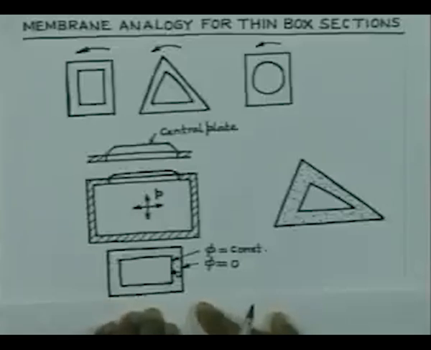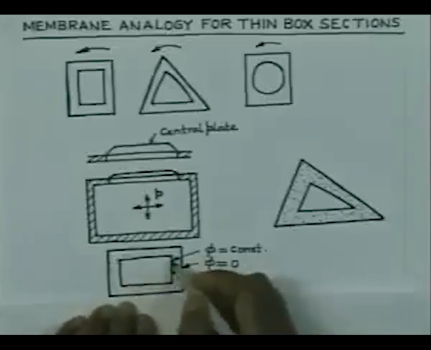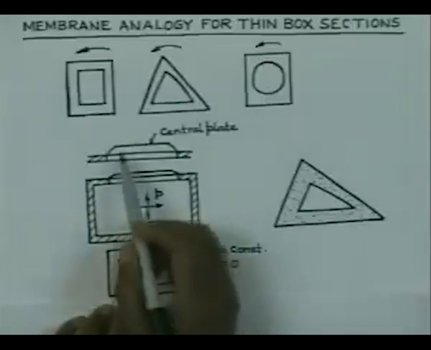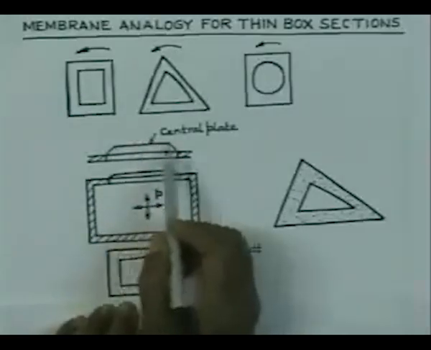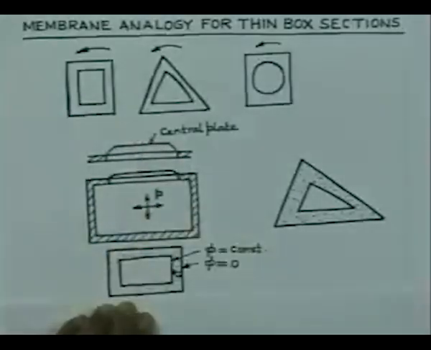So, I repeat, to ensure the shear stress to be 0 perpendicular to this boundary, the membrane deflection has got to be constant, and therefore, we must ensure that the central portion is going to have constant deflection in the vertical direction.